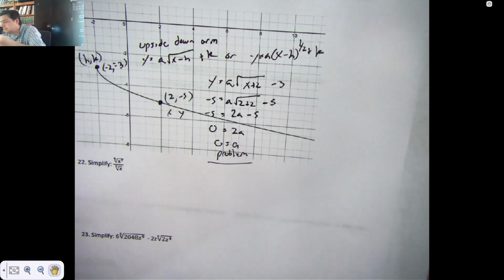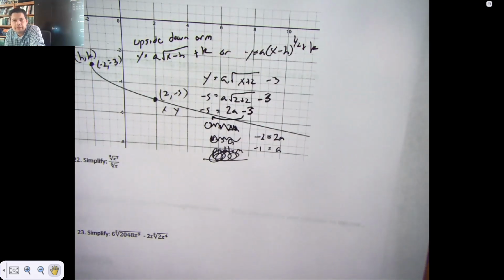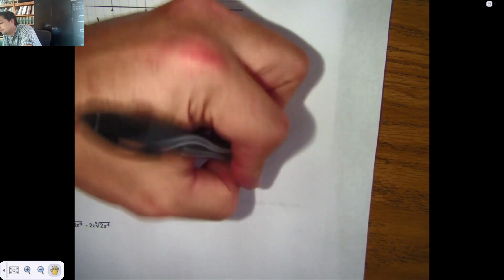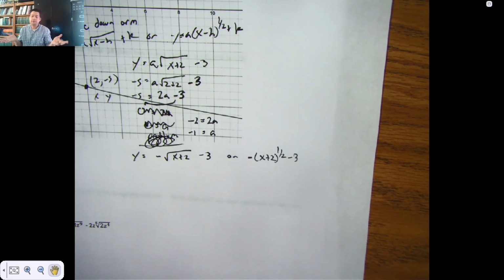Oh, well, there's the problem. Why did I make that a -5? Easy to fix. I'm not flawless either. Go back and fix that. If I add a -3 to -5, I get a -2. So -2 is 2a. A value is -1. Hopefully you caught that mistake quicker than I did. So here's my equation. It is y is negative square root of x plus 2 minus 3. Or I could very well write this as negative x plus 2 to the 1/2 minus the 3. Just whatever I feel like doing.